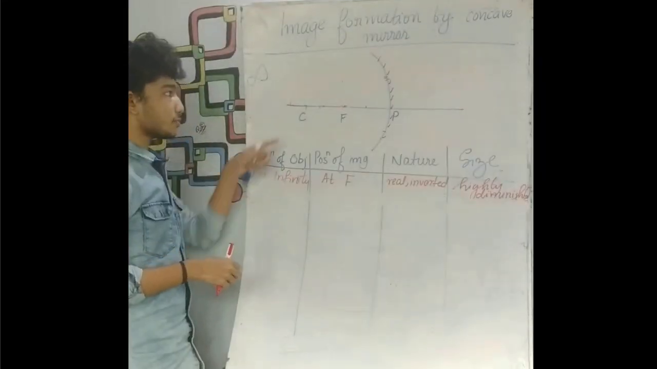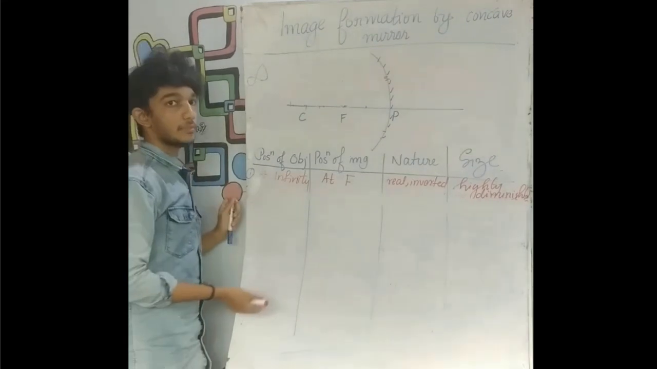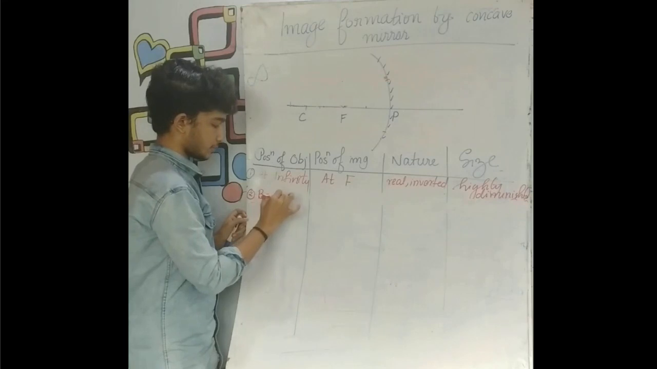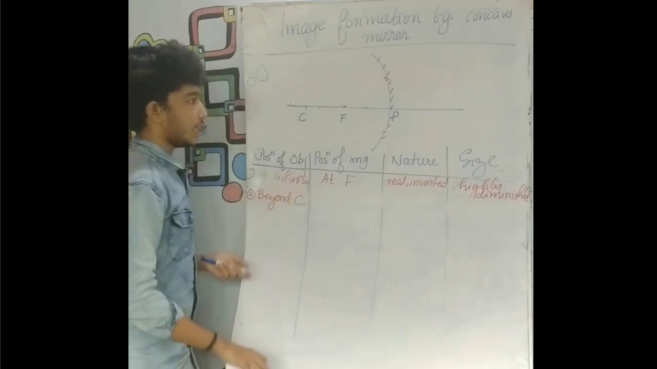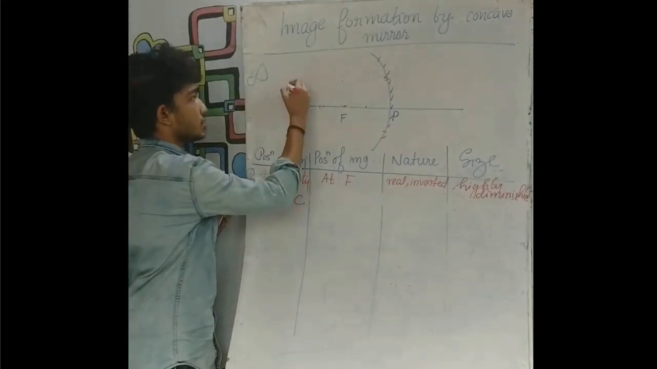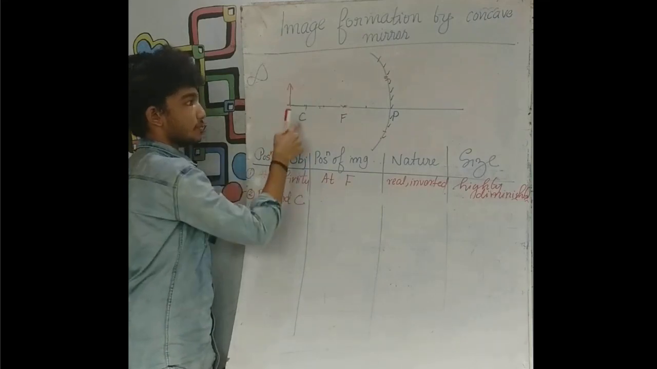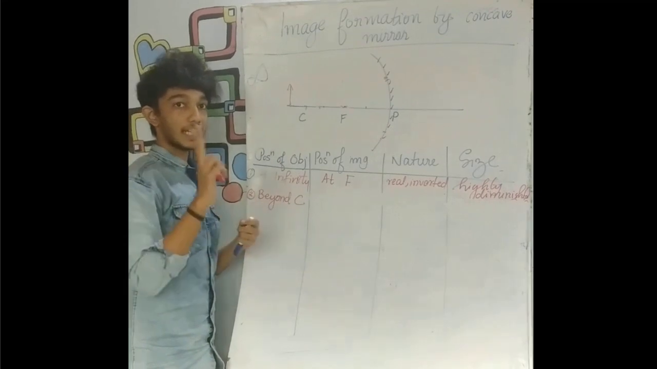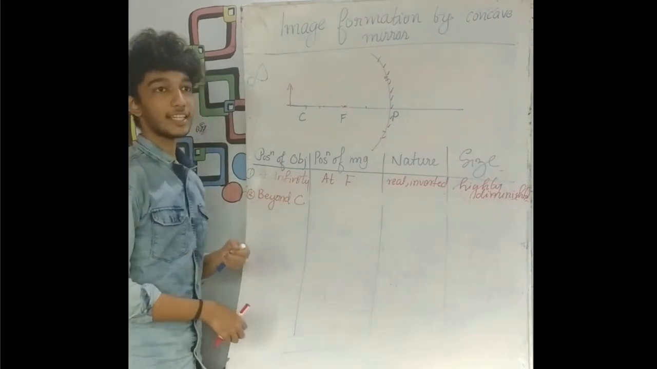Now let us place the object beyond C and see where the image formation is taking place. So the object is placed beyond C. And let us see where the image formation takes place. So this is the object placed beyond the center of curvature. And now we have to consider at least two rays in order to locate the image.